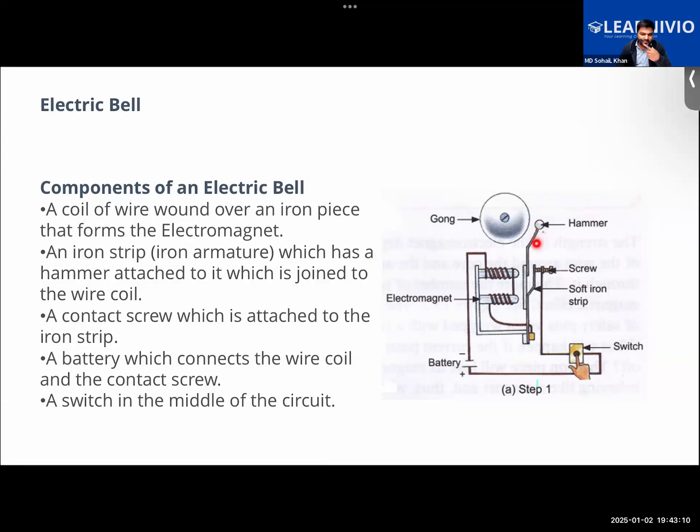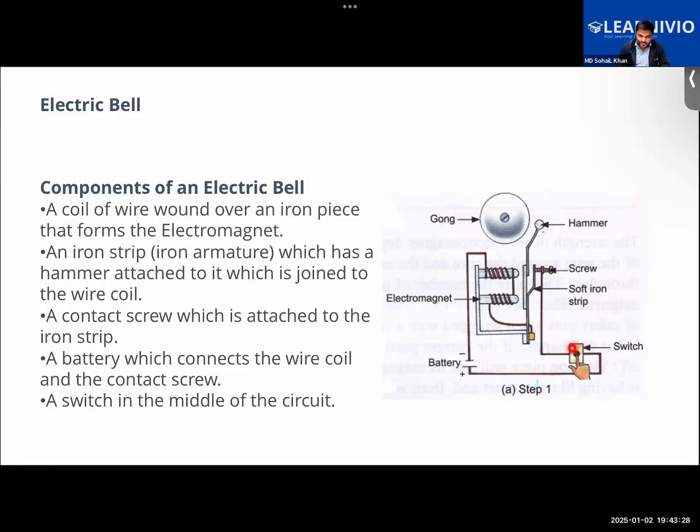Now what is going to happen when you turn the switch on? Thereby the current starts to flow in this. Getting it? The current will flow, and just let me tell you how the current is going to flow. I will now point it out.